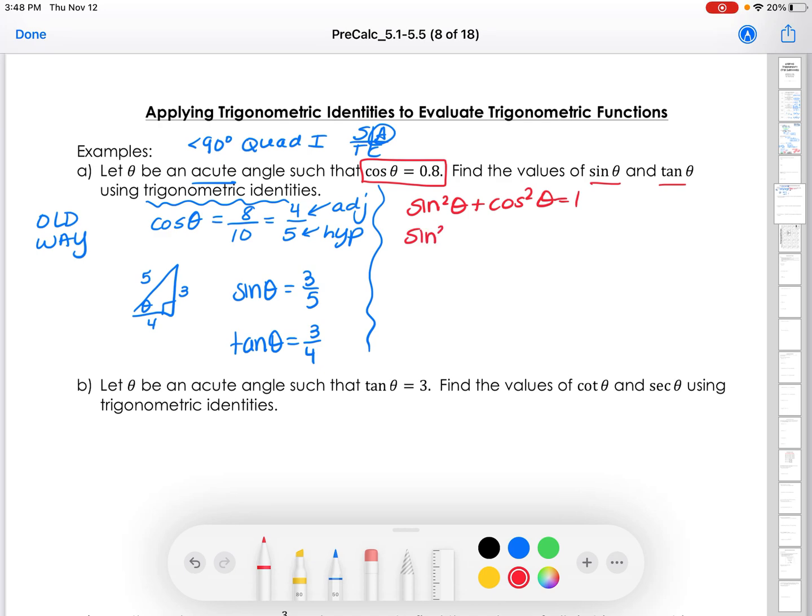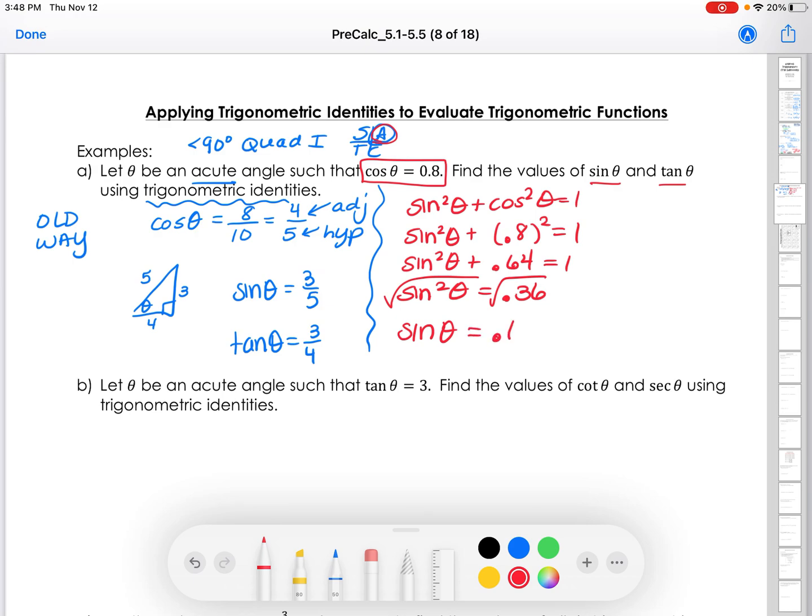So I have sine squared plus, and instead of cosine, we're going to do 0.8 squared is equal to 1. That's going to give us sine squared plus 0.64 is equal to 1. We'll subtract. So we'll get sine squared is equal to 0.36. And then we'll take the square root of both sides. And again, because it's acute and we're in this first quadrant, we don't have to worry about the plus and minus here. So that gives us that sine of theta is equal to 0.6. Okay, that's part of my answer.